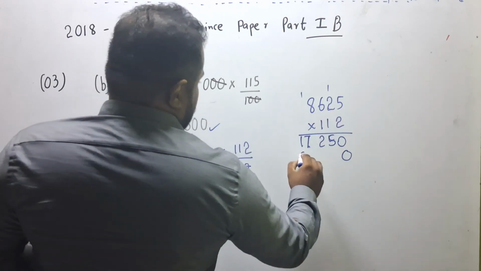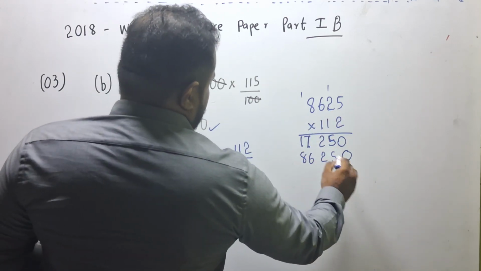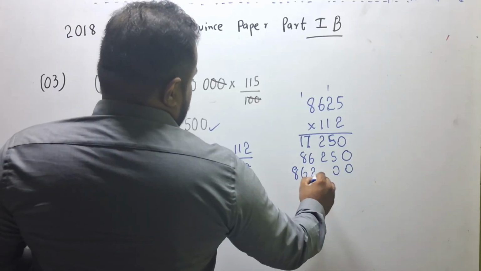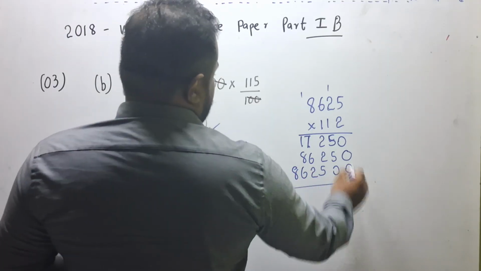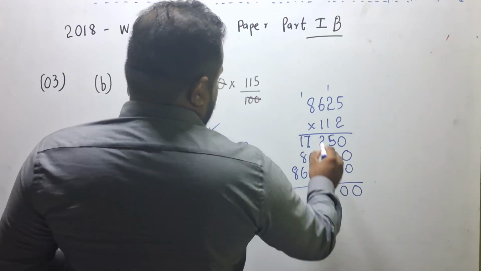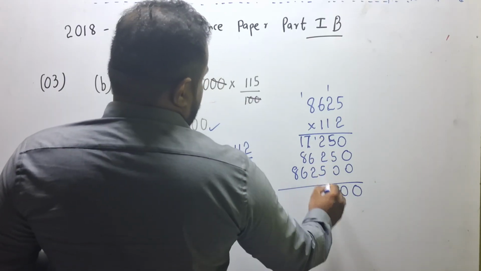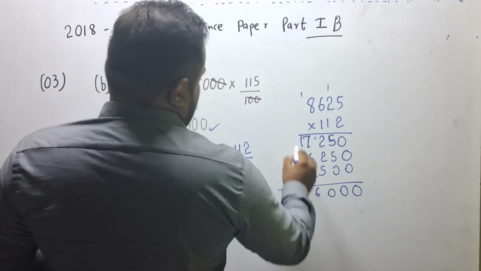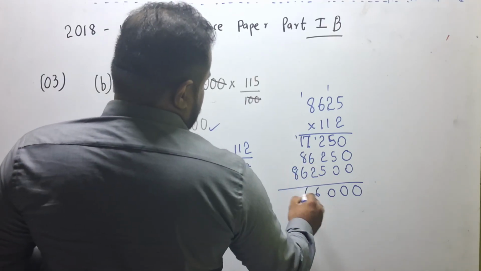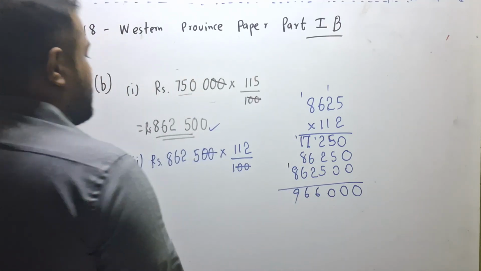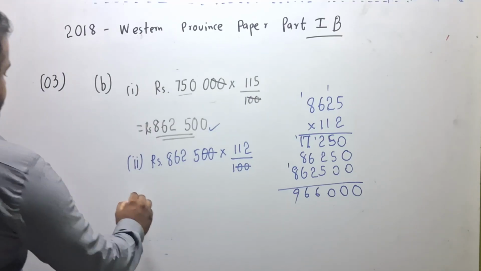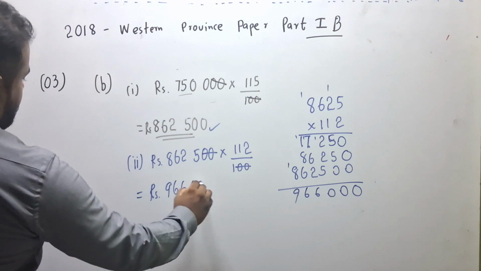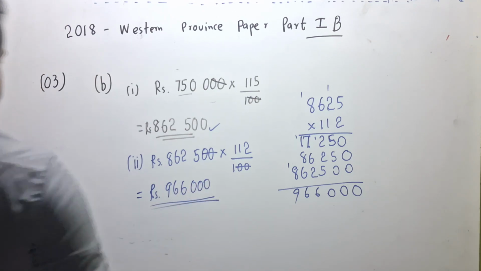8,625 times 1, 8,625. Put 2 zeros and write 8,625 again. Now add. 0, 5, 5, 10, 1 goes here. 1, 2, 3, 2, 5, 5, 5, 10, 1 goes here. 7 and 8, 6, 14, 2, 16, 1 goes here. 1 and 2, 8, 10, 9, 6, 16, 1, 8, 9. 966,000. That is the answer.